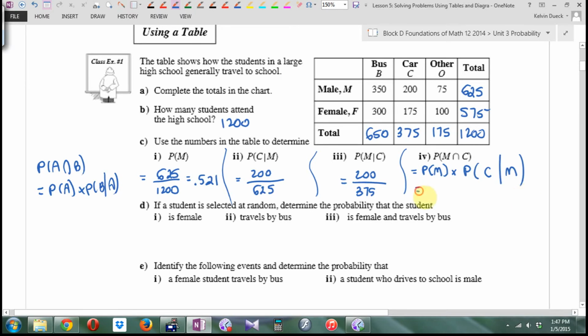What's the probability of M? We answered that. 625 out of 1,200. And what's the probability of C given M? We answered that. 200 out of 625.